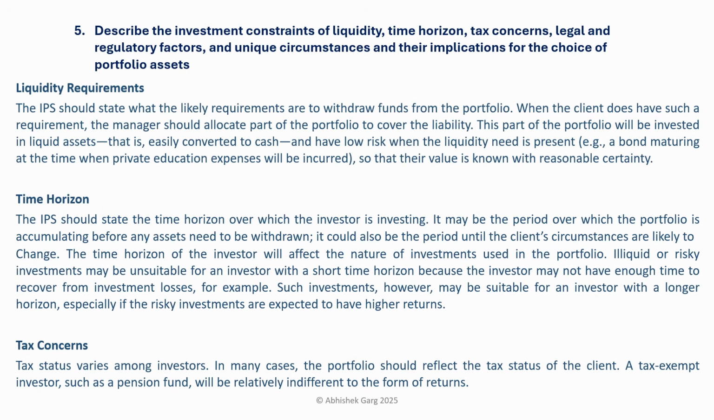Then comes the time horizon constraint. The time horizon constraint basically means over how long a period the client can be invested. It depends upon the particular circumstances of the client. Let's say the client is saving for his retirement and he is currently only 30 years old, then we can say that the client has a longer time horizon. But if he is already 50 or 55 years old and he is saving for his retirement, then we can say that the time horizon is very short.